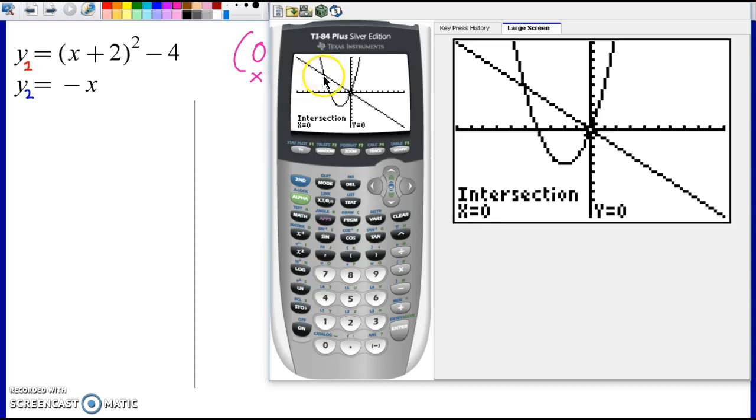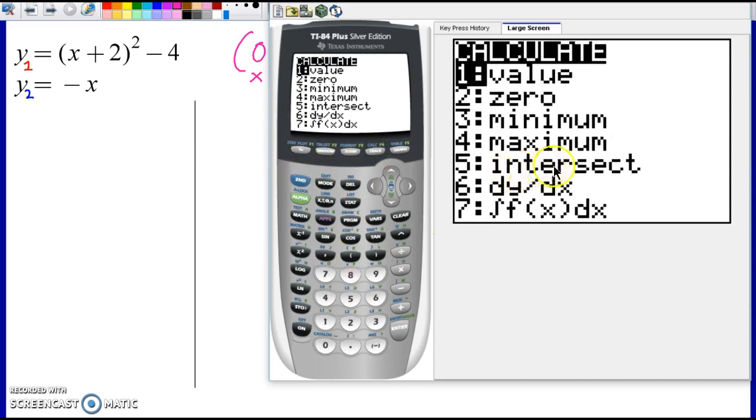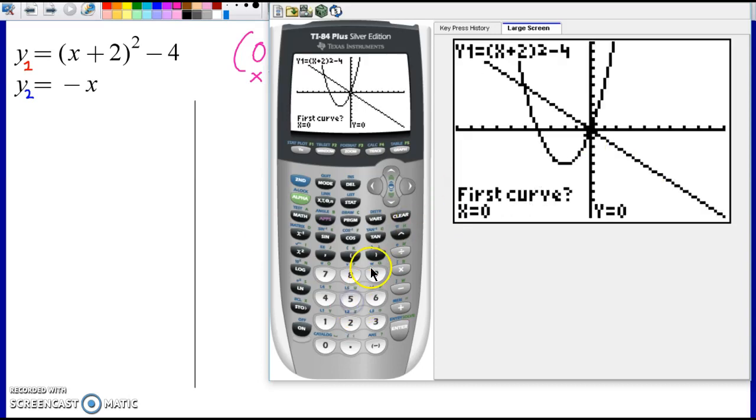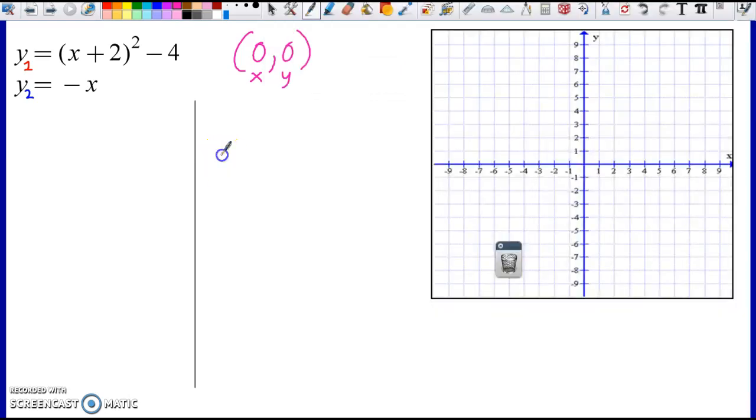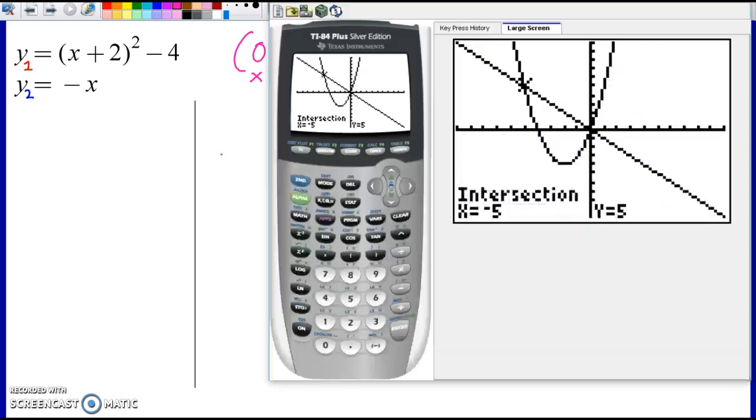There's obviously another intersection point though. So now I'm going to hit second calc again, go down to hit 5, which is intersection. I'll select the first curve as Y1, the second curve as Y2, and then I'm going to move my cursor all the way over with the left arrow to where it intersects about, right there. Let's guess. -5, +5. That's the other intersection point. -5 on the X, +5 on the Y. And so there you have it. Your graphing calculator can do this for you.